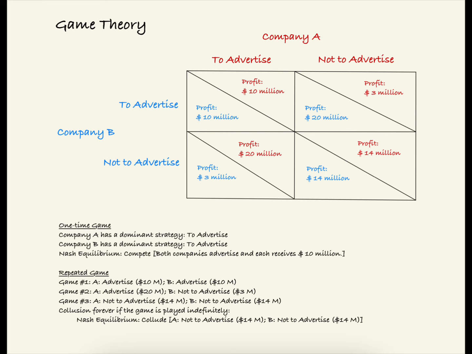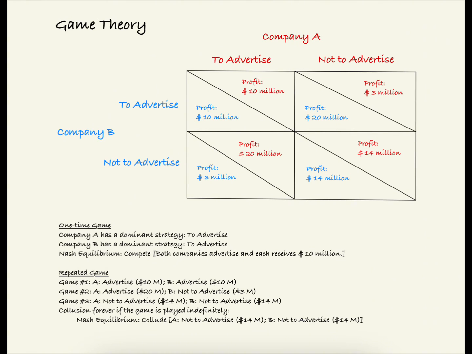Now, if Company B chooses not to advertise, Company A should still advertise. This is because Company A's profit will be $20 million, which is greater than the $14 million in profit that Company A will earn if Company A chooses not to advertise. Since Company A will advertise regardless of Company B's actions, Company A's dominant strategy is to advertise.